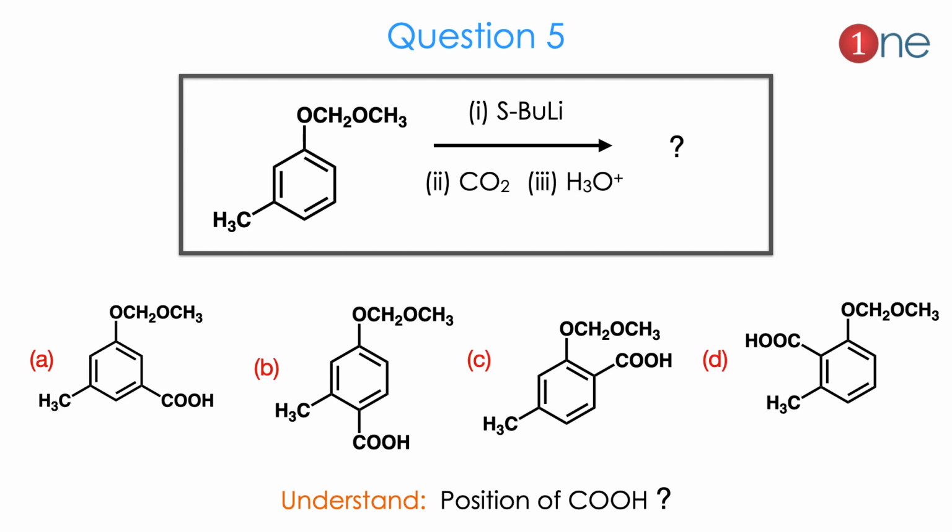Then question number 5. The starting material is toluene with an O substitution. Here the reagents are butyl lithium, carbon dioxide, and acid hydrolysis. Here they ask you to find the product. The products only differ in the COOH position. So the question is really about where the COOH is attached.